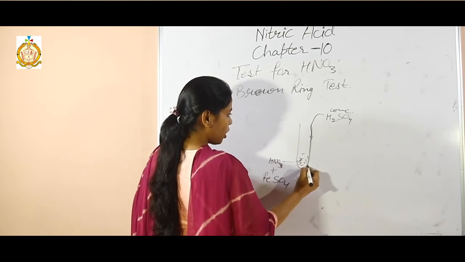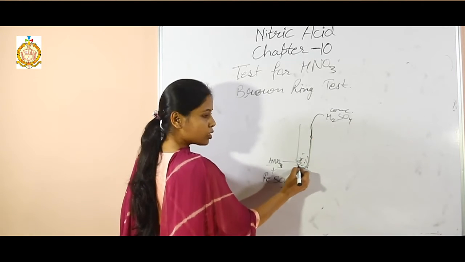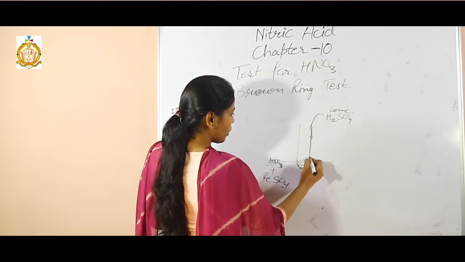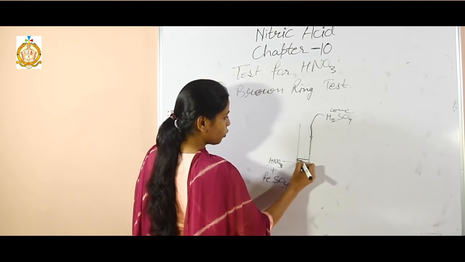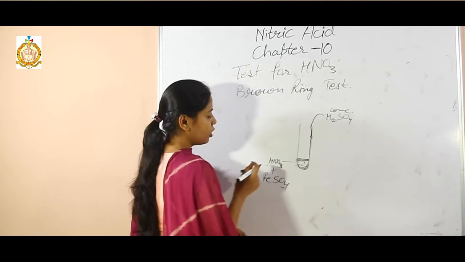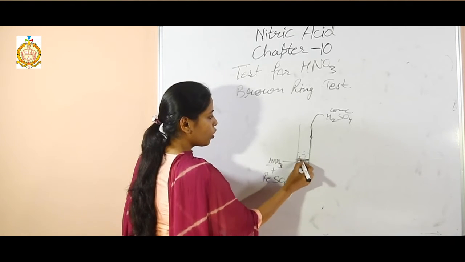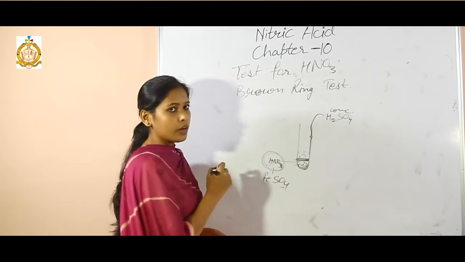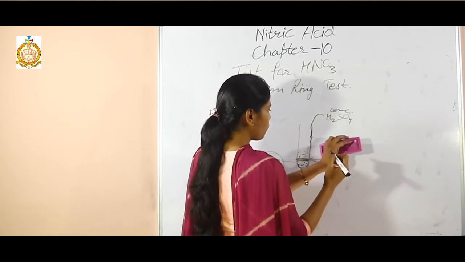Now when it goes down, it is heavier compared to these two, so it will settle down, and at the junction of the solution, where the solutions meet, on cooling it will form a brown ring here. Here you will observe the brown ring, and here is the solution. So if you observe a brown ring here, the given solution is nitric acid, and the name of this brown ring is nitroso-ferrous sulfate.